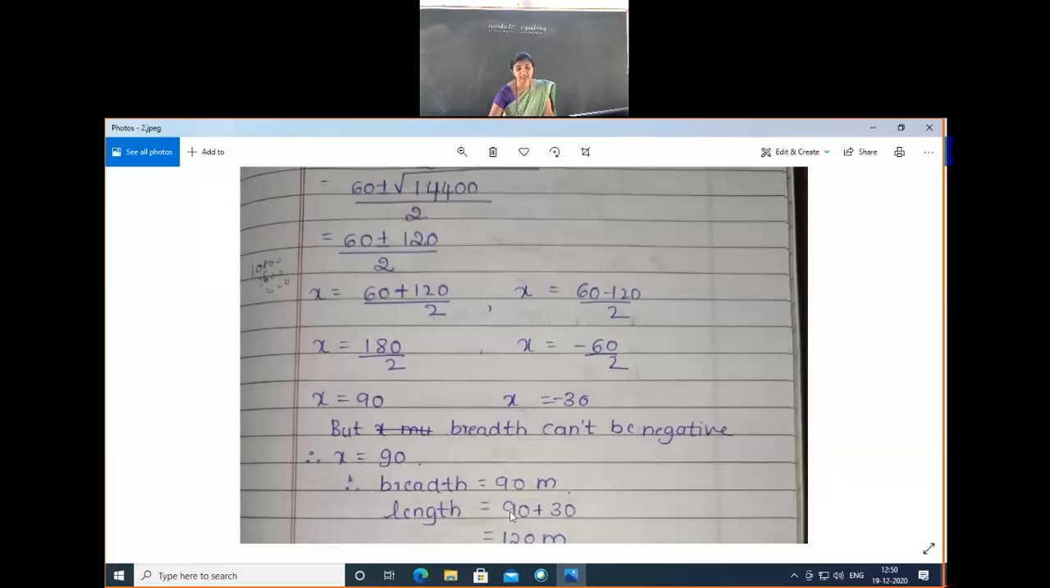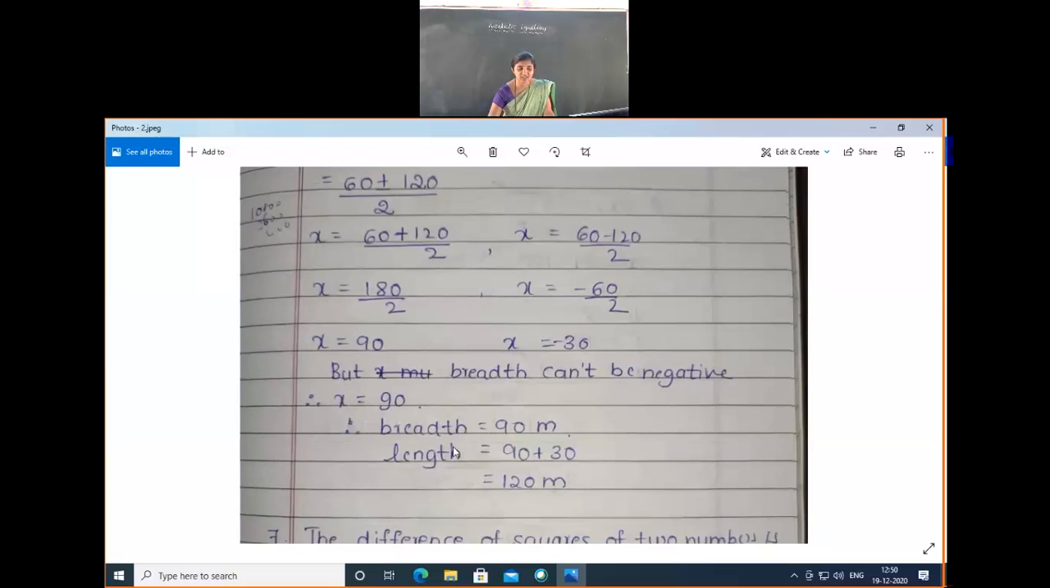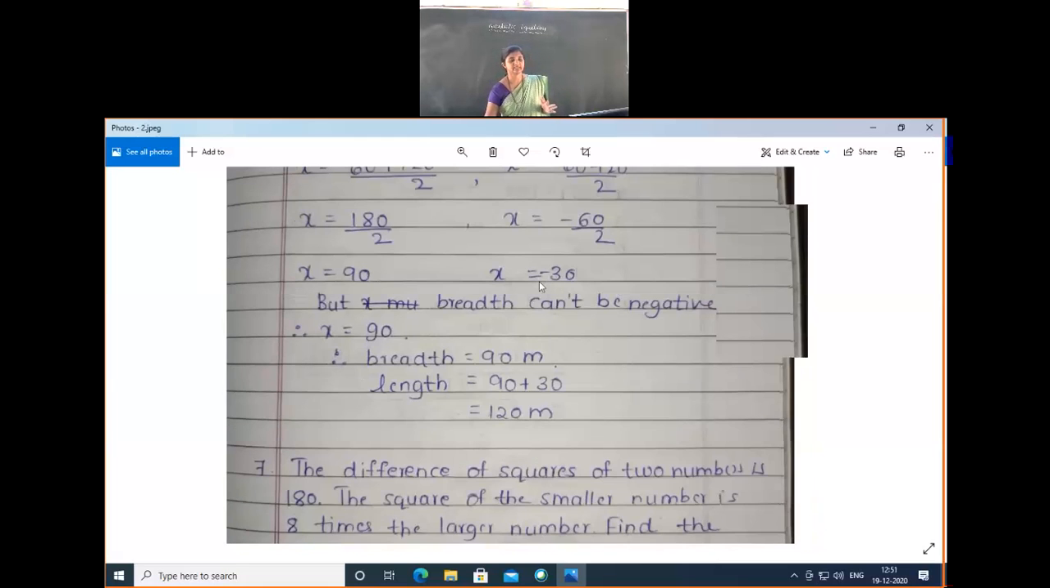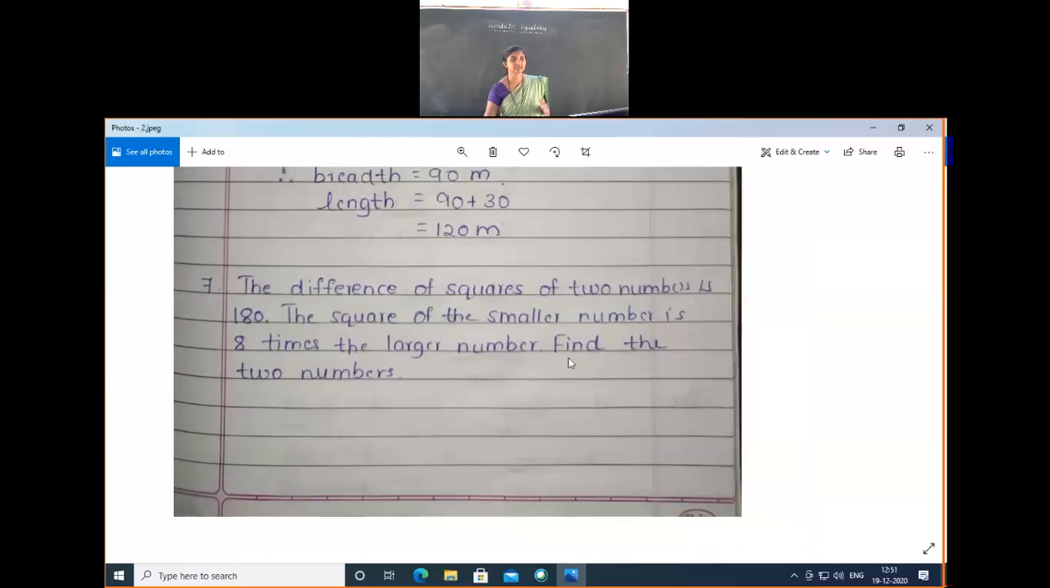Then length, another one side x plus 30 is there now, that is 90 plus 30 is 120. Got the idea of this one? Breadth and length. Breadth is 90 meter and length is 120 meter. Very simple topic, no students. This is using Pythagoras theorem. We got the quadratic equation. Got the idea of this problem? Yes. So now we have to move to the 7th question.